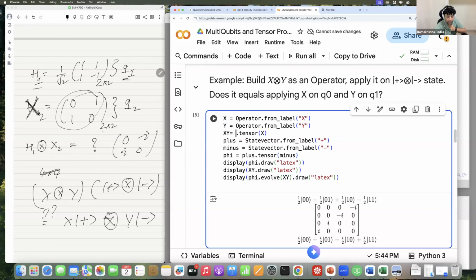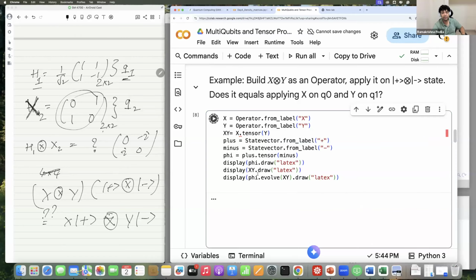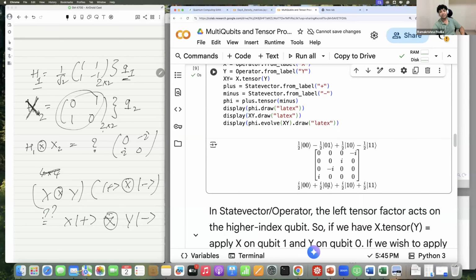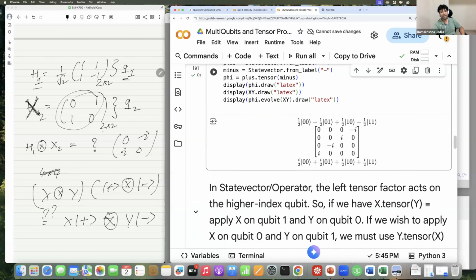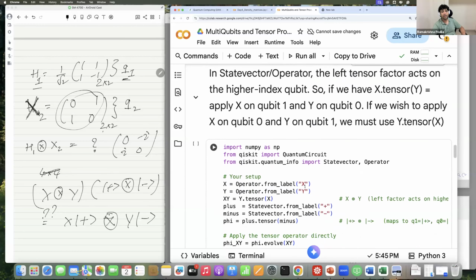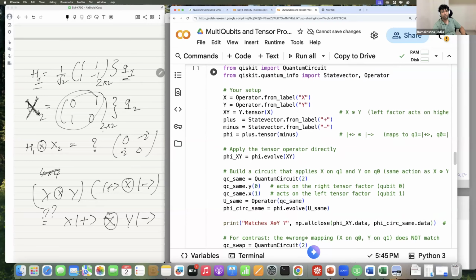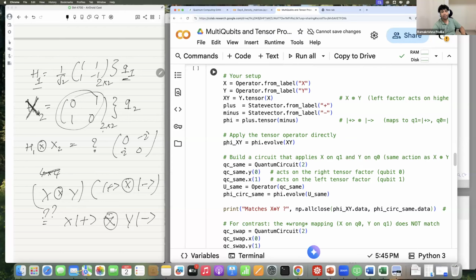So if I did X dot tensor Y, you note that we will get a slightly different answer, right? So now let us check if the question that I asked is correct or not, right? So for that, I am going to evolve phi with XY, where I'm defining XY as Y dot tensor X. So if you want X times Y, when we write like this, you need to define it as Y dot tensor X, not X dot tensor Y. That's what I was trying to say in the previous one.